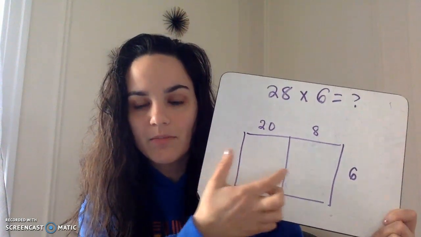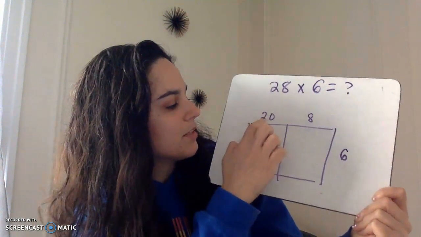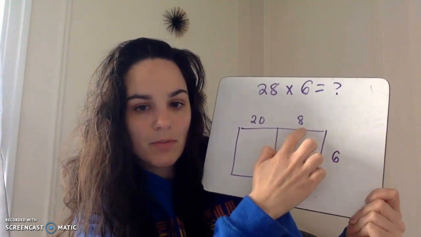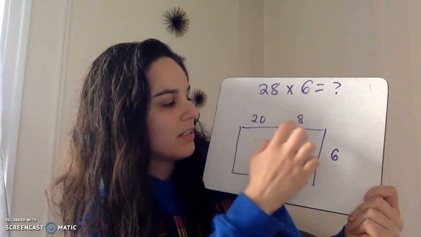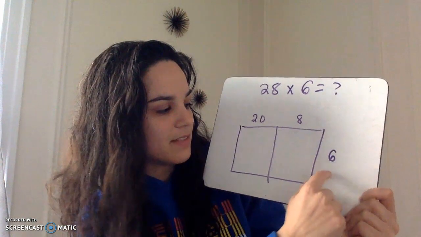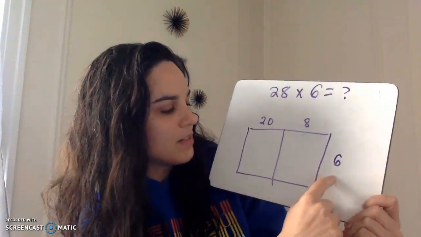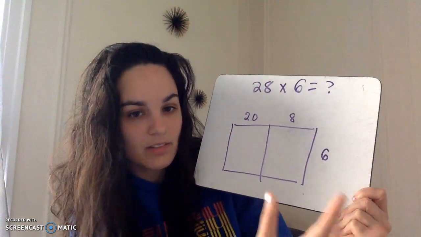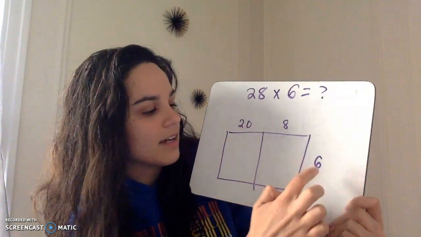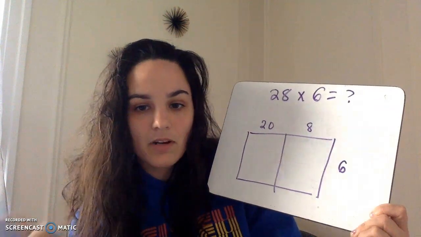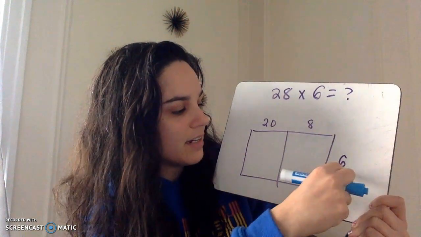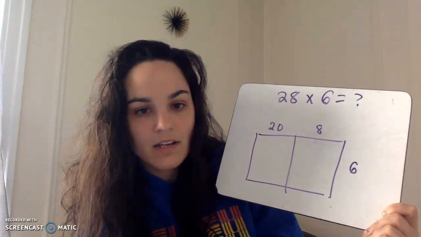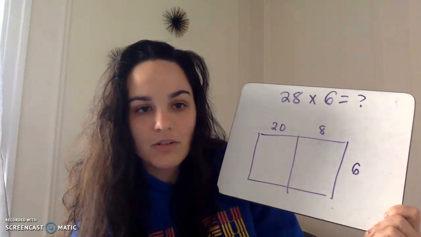So I made an area model that has a length of 28, but I broke apart the 28 into 20 and 8, and then it has a width of 6. Then I can multiply my length times width, but I can do it in pieces, and that's what an area model does. So I can do 20 times 6, which I know is 120, and then I can do 8 times 6, which I know is 48. I'm going to show you what that looks like, and then I'll show you the last step.